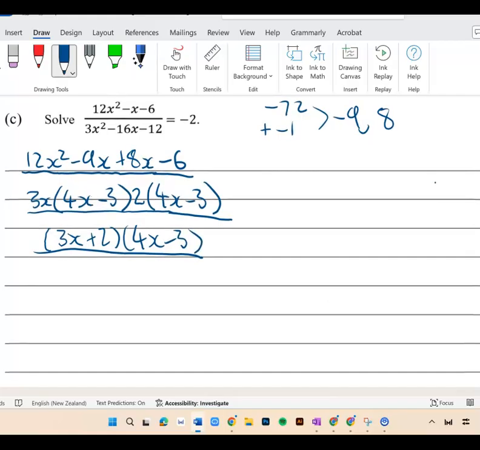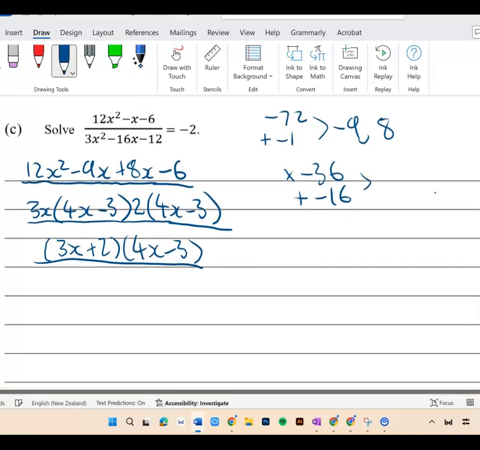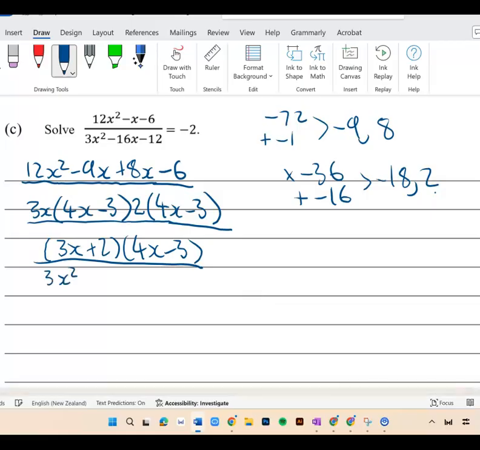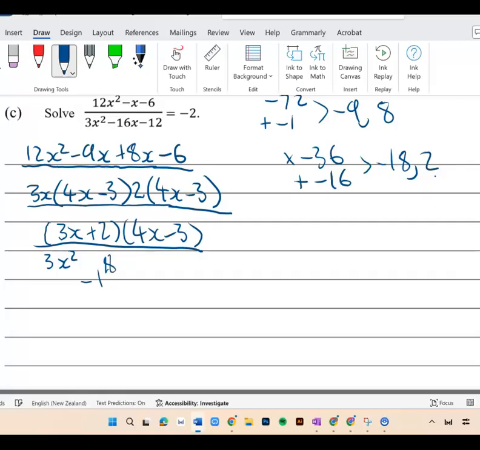Alright, now we can just do the bottom row. If we do it in our head, we need two numbers that multiply together to give negative 36 and add to give negative 16. So that would be 18 and 2. So that'd be negative 18 and positive 2. So we'll rewrite it out. 3x squared minus 18.